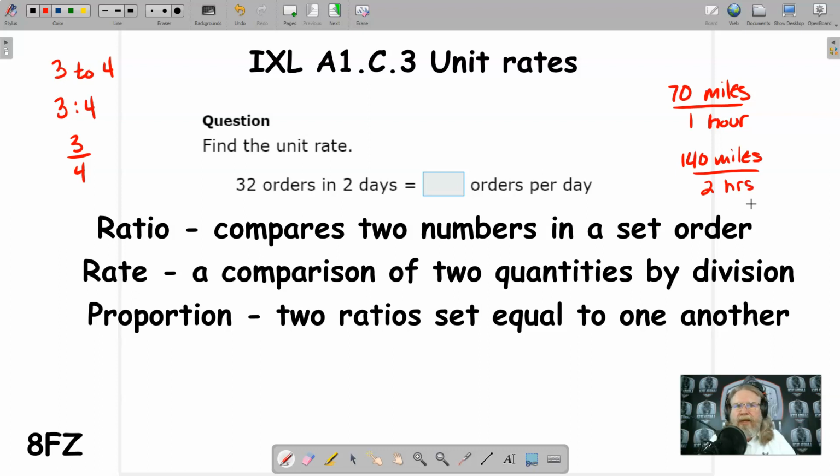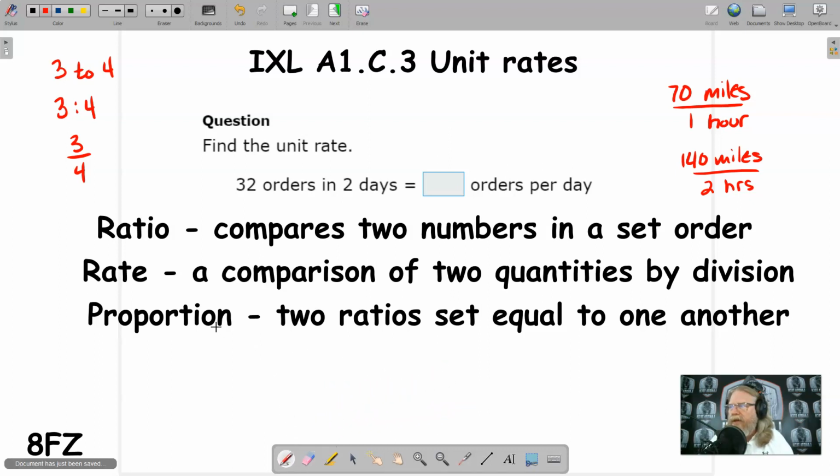And that leads us to the next vocabulary word, proportion. Two ratios set equal to one another. For instance, 70 miles in 1 hour would be equal to 140 miles per 2 hours. And we would say that these are proportional to one another. This is a proportion. It's two ratios. Remember, a ratio can be written as a fraction, and they are set equal to one another. And it's a true statement. 70 to 1 is equal to 140 to 2. Oops, I wrote 1.